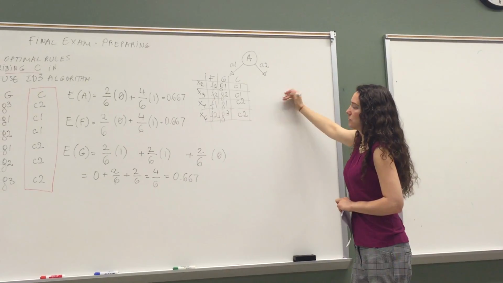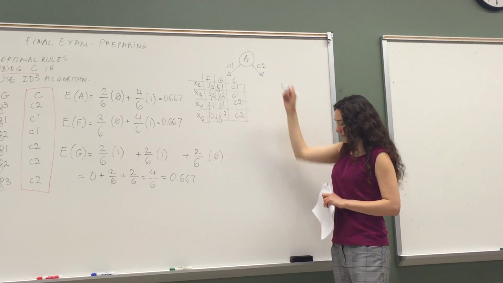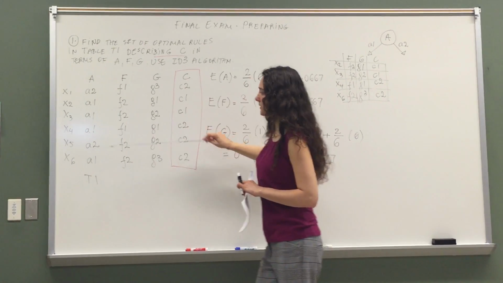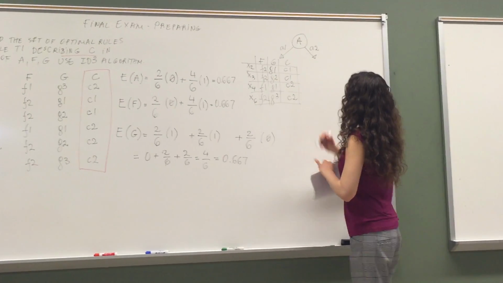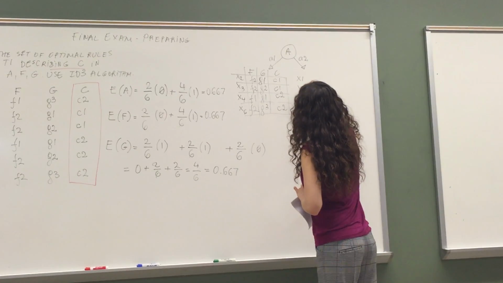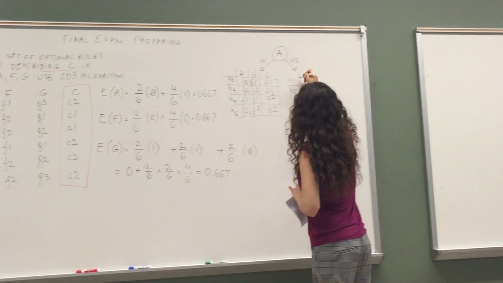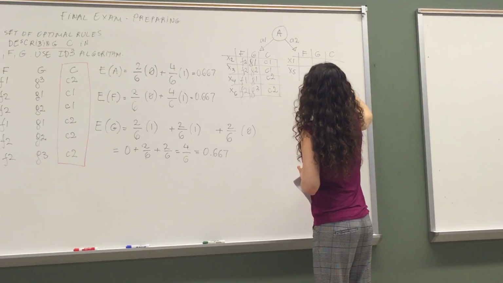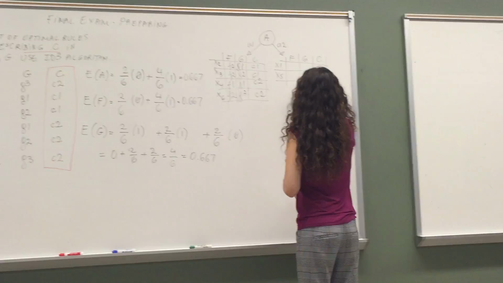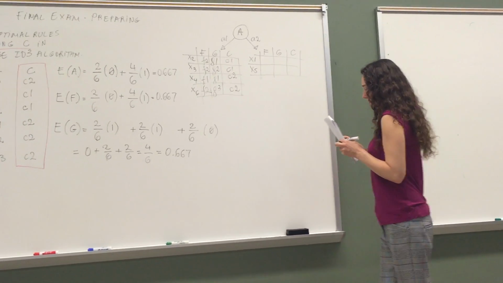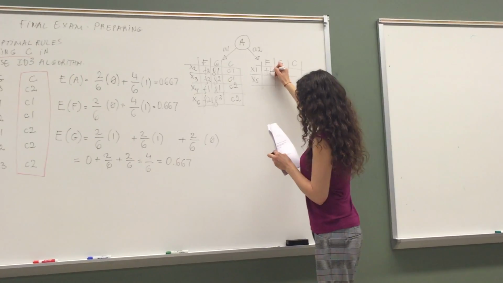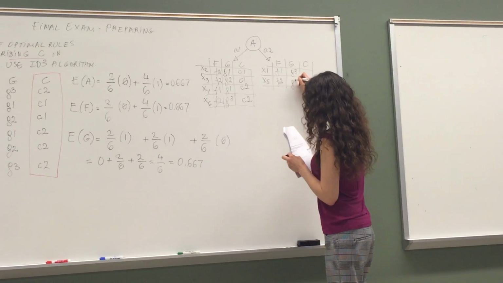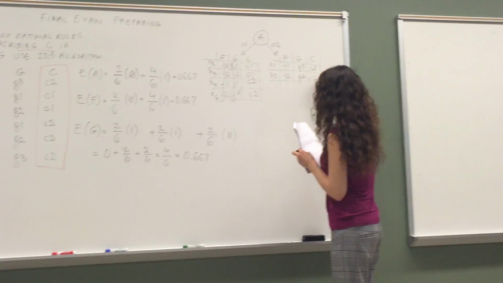On the right side of the tree, objects that have A2 are X1 and X5. So we're copying F, G, and C. Here we have F1, F2, G3, G2, C2, and C2.